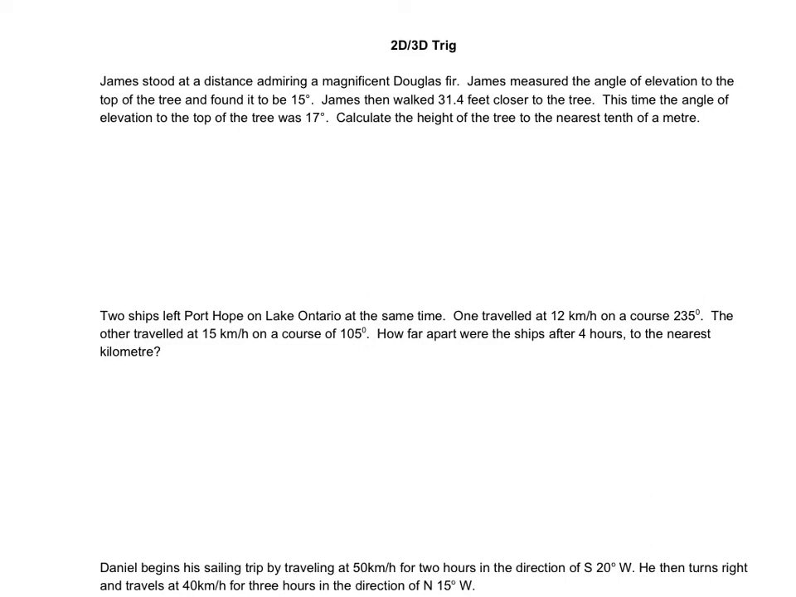Okay, so here is our tree, let's say. And the first time that James looks up at the tree, let's say he's here, I'll just call that James 1. His angle of elevation is 15 degrees. But then he walks closer to the tree. So let's say he's here. I'll just label that James 2. He looks up at the tree and he is now at an angle of elevation of 17 degrees. I know that there must be a right angle there, and the distance that he walked was 31.4 feet.